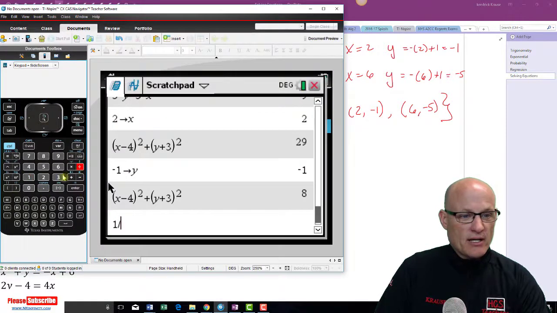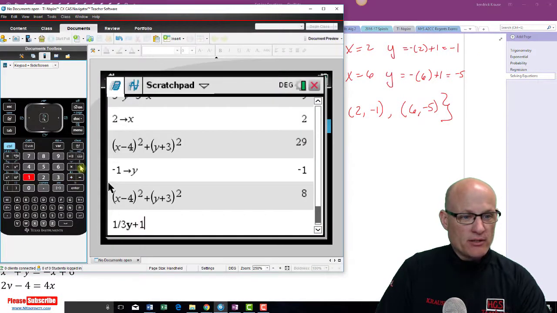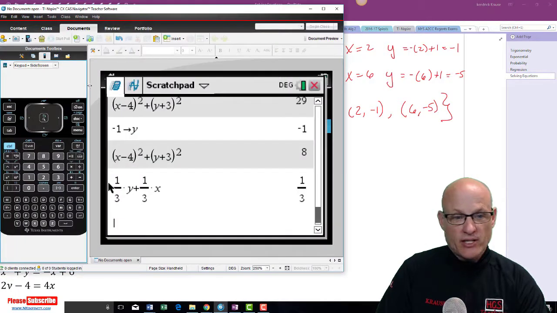1 divided by 3. Got to check it back in the original. Y plus 1 divided by 3 plus 1 divided by 3 x. You can't write equals. You have to write enter. Enter 1/3, and we want it to equal 1/3. So good. Now check the other one.